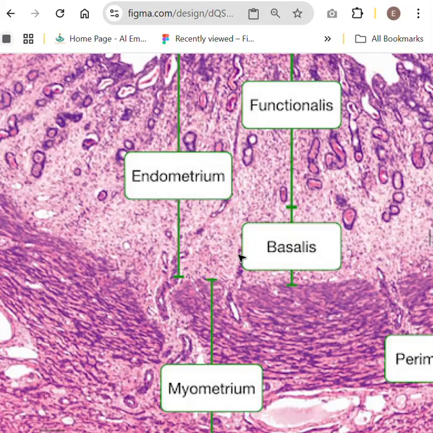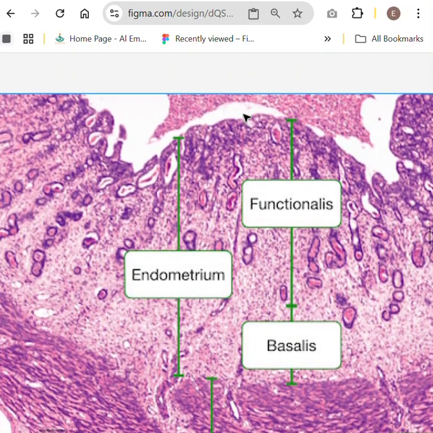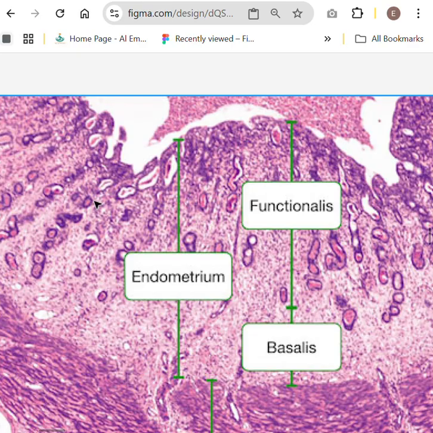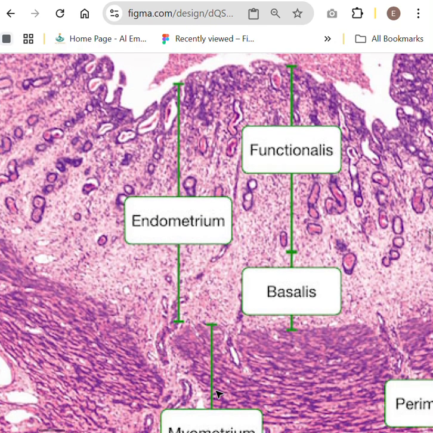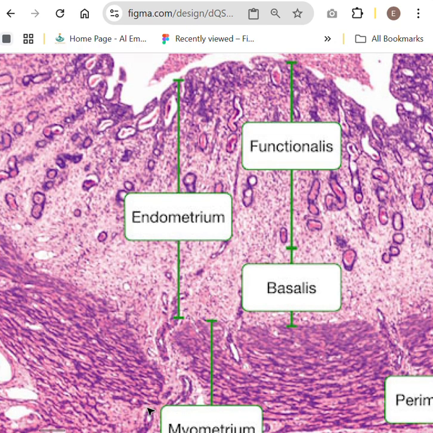The inner endometrial layer has tubular glands. These are the tubular glands. The inner endometrial layer has tubular glands that dip into the myometrium. These tubular glands, you can see they're almost dipping into this myometrium, right? You can see them here.